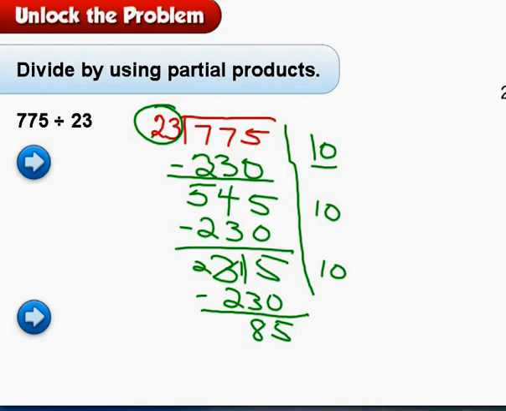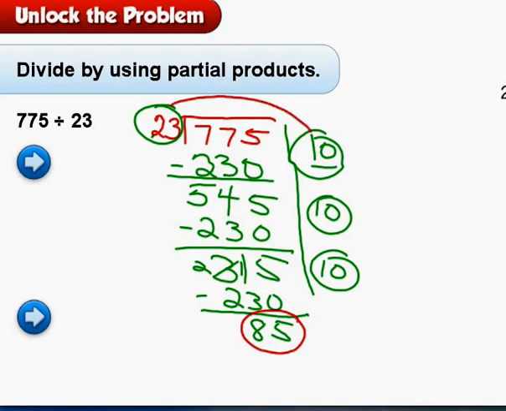We now have 3 tens on the right-hand side, so we know our quotient will be at least 30. We know it's going to be over 30. We also know now it's going to be less than 40. How we know that is we have broken down the dividend into a number that is less than 23 times 10, or the 230s we've been using. We are down to 85.